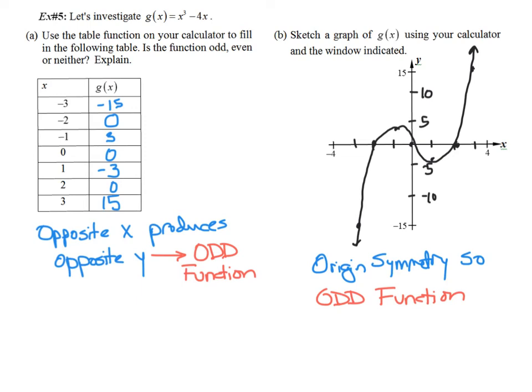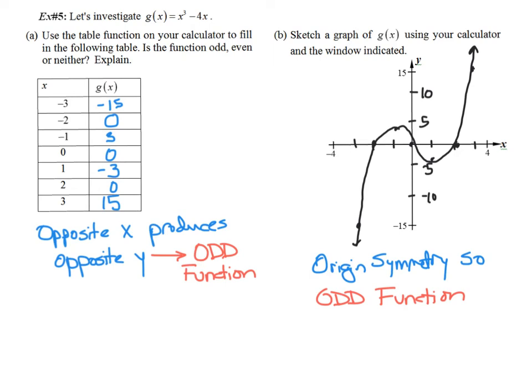So I used the table of values and I plotted those points, and I did see that I had a graph that had origin symmetry. And again, the easy way to figure out if that has origin symmetry is just to turn your paper upside down and see if the graph looks exactly the same. And in this case it does, so that tells me that the graph is symmetric with respect to the origin. Any graph symmetric with respect to the origin is going to be categorized as an odd function.